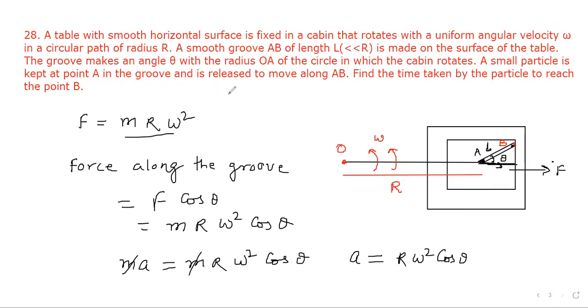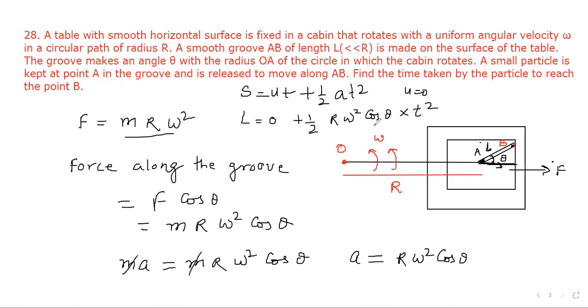Now we can apply s equals ut plus half at square. Here u equals 0 and s is given as L. So L equals 0 plus 1 by 2 times acceleration R omega square cos theta times t square. Our concern is to get t. So the square root of 2L divided by R omega square cos theta is equal to t. And that is our answer.